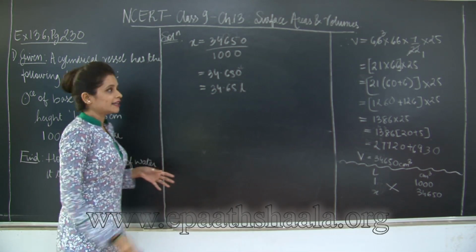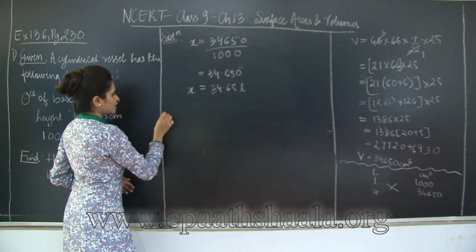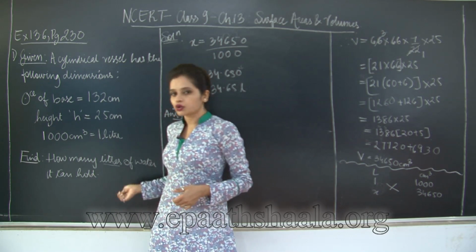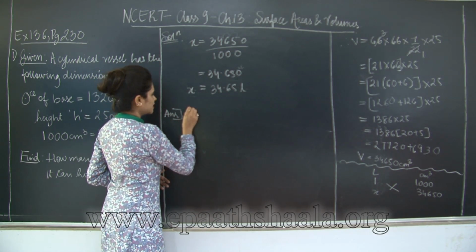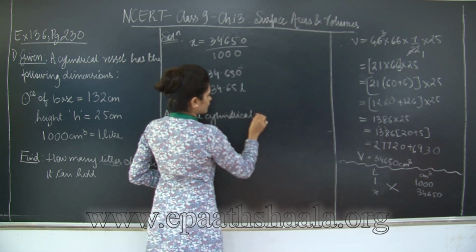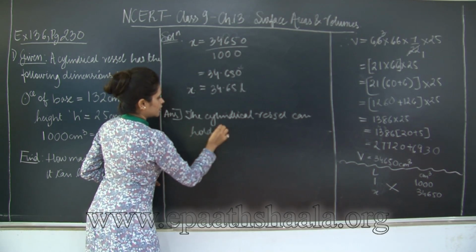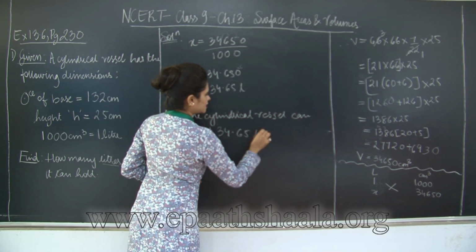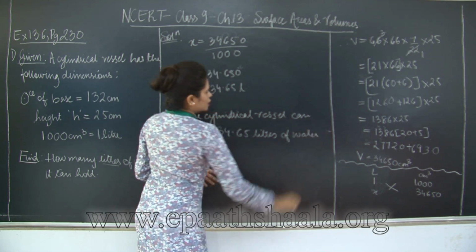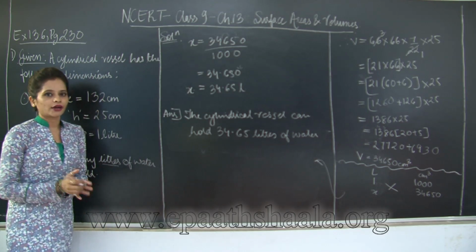34.65 liters. So finally you can write your answer. This is your x, which is nothing but the volume in liters. So you can say answer: how many liters of water can it hold? That means the cylindrical vessel can hold 34.65 liters of water. So this is the remaining part of the sum. We proceeded this way. Please take a look at the solution, and I hope this is what you got.